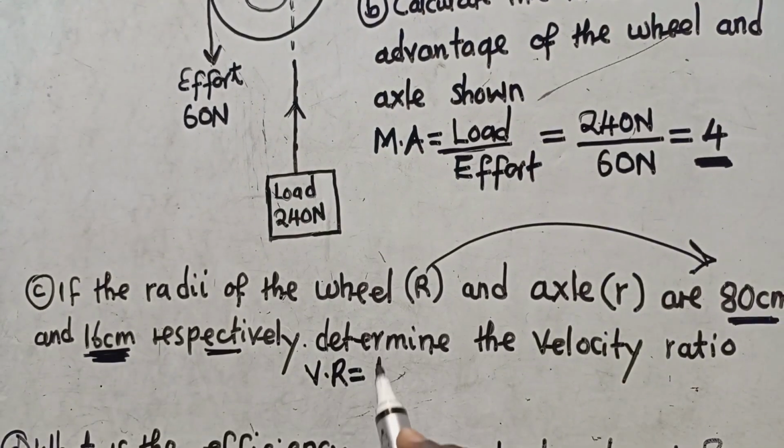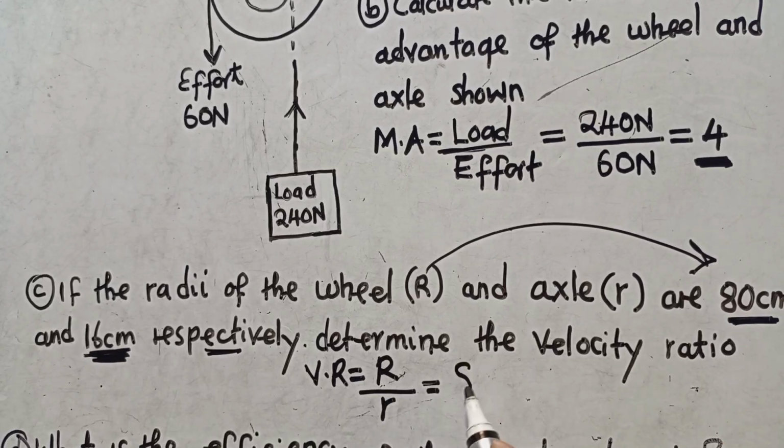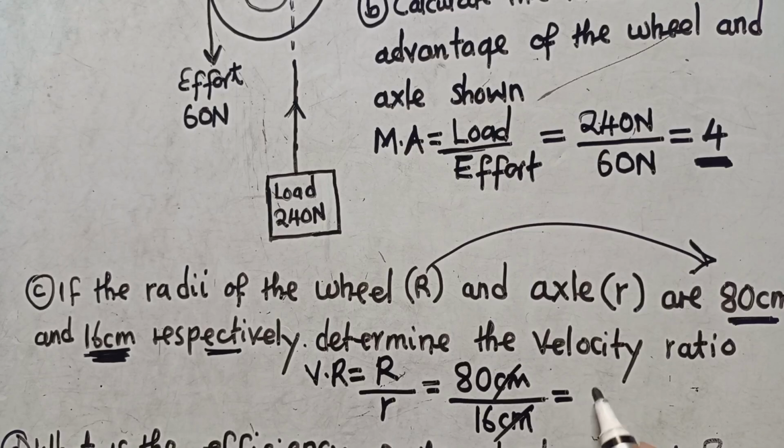So this is equal to the radius of the wheel over the radius of the axle, which is 80 centimeters over 16 centimeters. The units cancel, which is something that we already know: velocity ratio has no units. So 80 divided by 16, what answer are we getting? We are getting 5. As simple as this. This is what you are supposed to do.